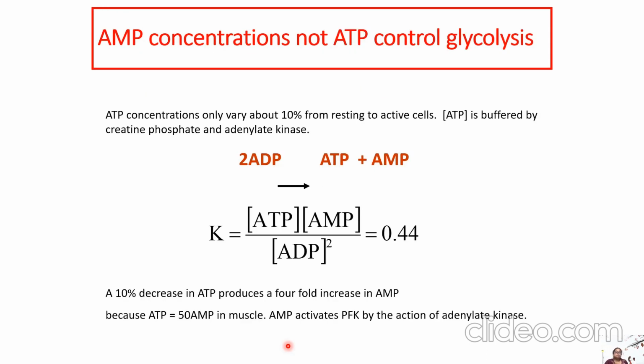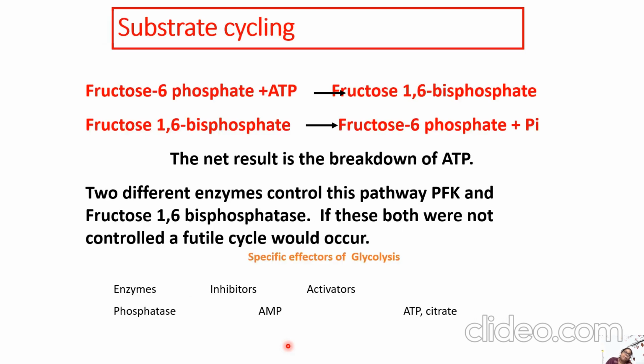So ATP concentrations only vary about 10% from resting to active cells. ATP is buffered by creatine phosphate and adenylate kinase. So a 10% decrease in ATP produces a fourfold increase in AMP, or adenosine monophosphate, because ADP is roughly 50% of ATP in muscles. So AMP activates PFK by the action of adenylate kinase.